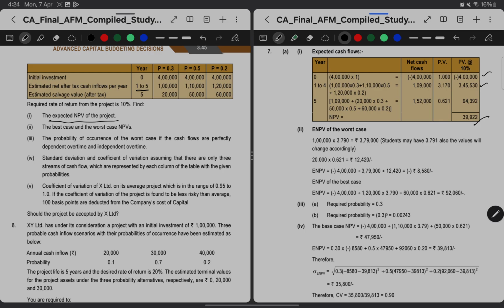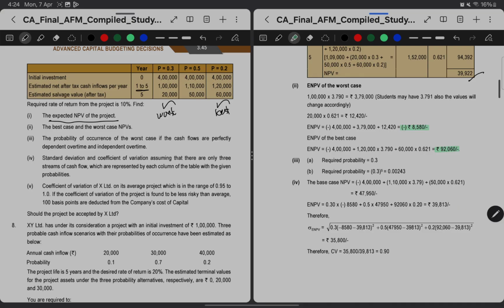Then the next requirement is best case and worst case NPVs. The best case is where we have more cash inflows, which will be this, and the worst case will be this. Taking those, we calculate NPV separately for the 0.2 probability and the 0.3 probability, in which we are getting negative 8,580 for the worst case, and in the best case it is 92,060.